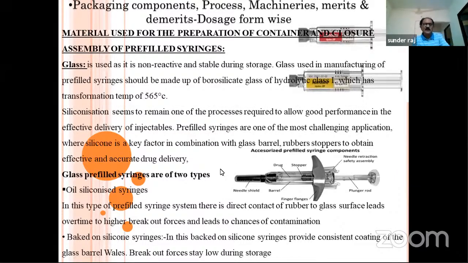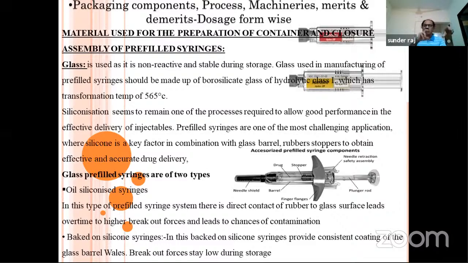In this type, the pre-filled syringe system, there is direct contact of the rubber to a glass surface, which leads over time to higher breakout force and chances of contamination. Baked-on silicone syringes provide a consistent coating of the glass barrel walls, whereas breakout forces stay low. Because, see, I will tell you why the silicones are used.